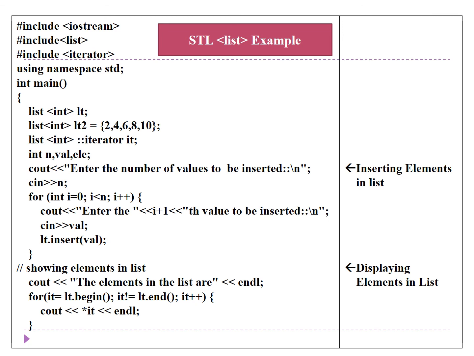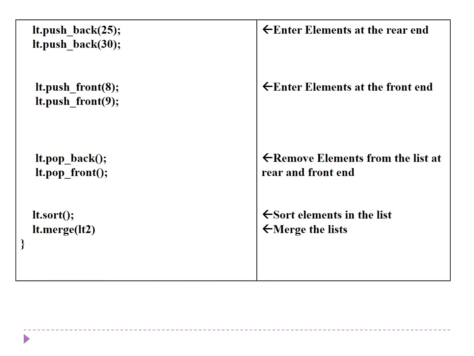The begin and the end functions along with the iterator help to browse through each element in the list. This is also very similar to the vector. The function pushBack inserts a value at the rear end of the linked list and pushFront inserts a value at the front end of the list. Similarly, elements can be removed from the rear end using the popBack function and from the front end using the popFront function.